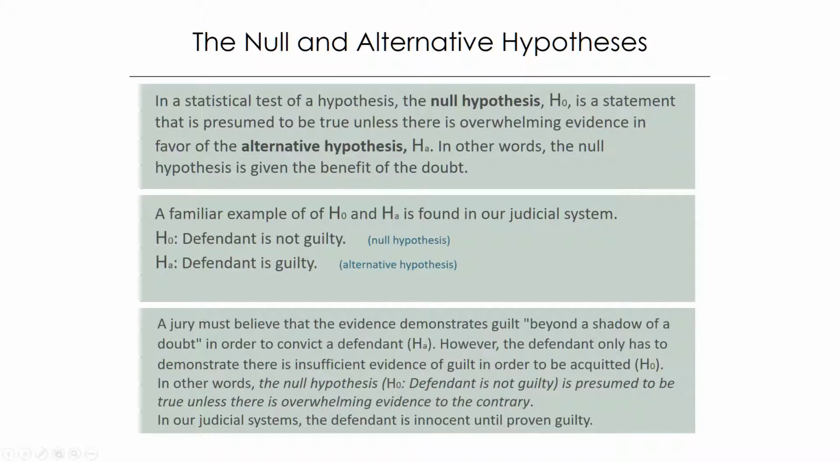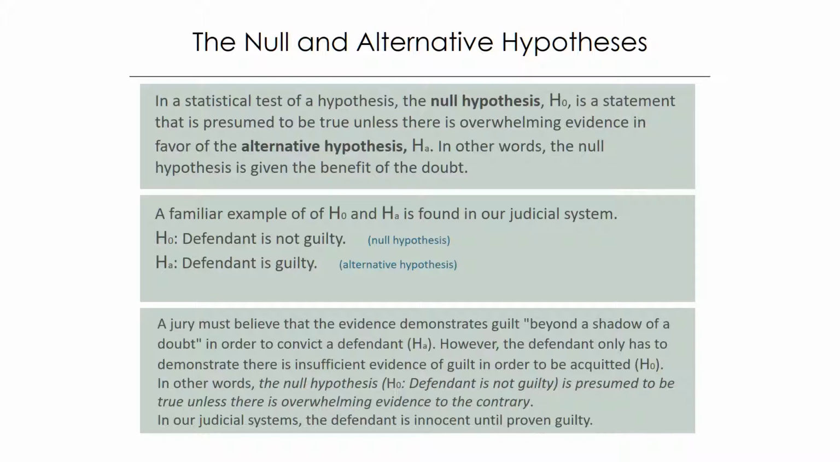We have the null and alternative hypotheses. Sometimes it's called the alternate hypothesis. But first of all, in a statistical test of a hypothesis, we have the null hypothesis, denoted by H sub 0 or H naught, like an initial value, which is a statement that is presumed to be true unless there is overwhelming evidence in favor of the alternative hypothesis, denoted by H sub A. In other words, the null hypothesis is given the benefit of the doubt.